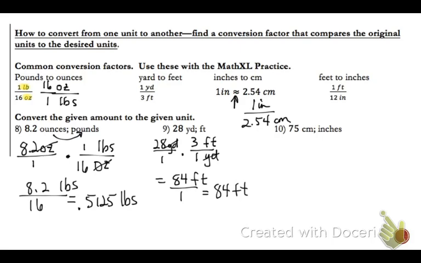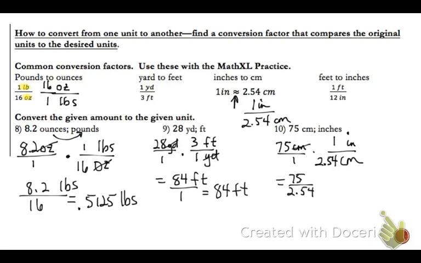Last one is we want to convert centimeters to inches. So I want a factor that's going to introduce inches and divide out my centimeters. So for each 1 inch, I have 2.54 centimeters. So again, focusing on numbers, 75 times 1 is 75. 1 times 2.54.